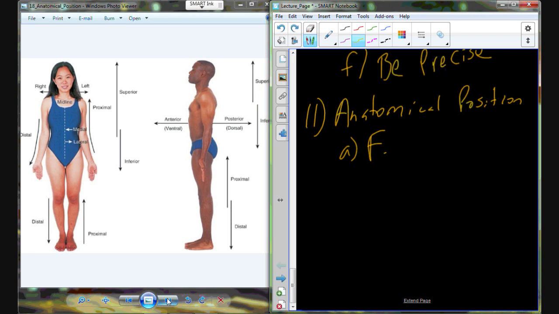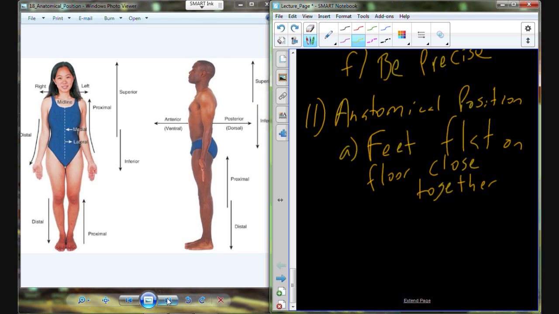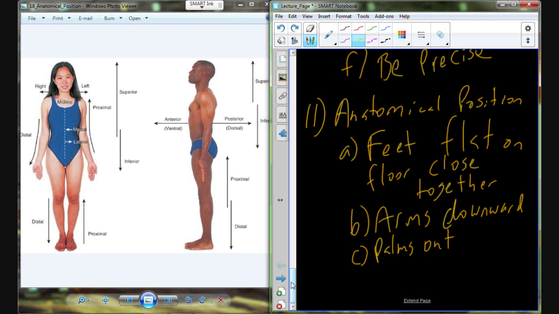The anatomical position is going to be defined as your feet flat on the floor and close together, typically right around shoulder width apart. Your arms are going to be in a downward position. Notice that the palms are facing the observer. We would say that that is palms out. Now, when we have our palms out like this, we refer to this as supinated, or our hand is undergoing supination. So with palms out, this is an anatomical term called supination, or the hand is supinated.